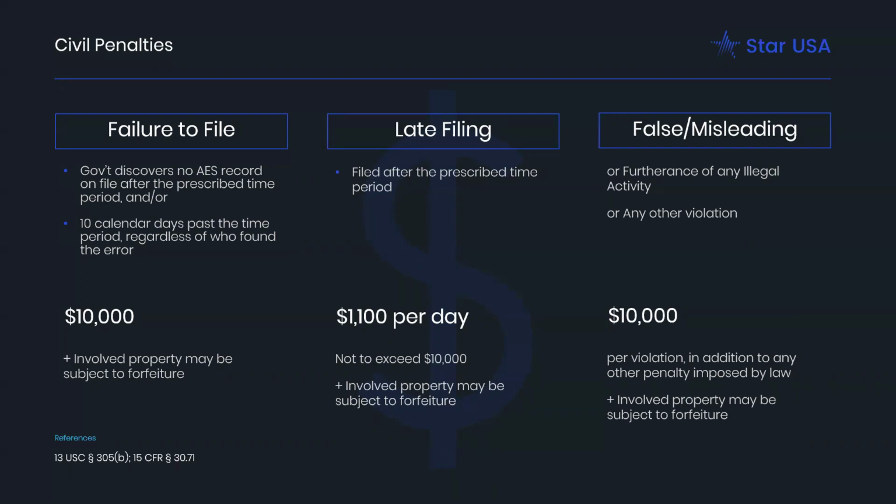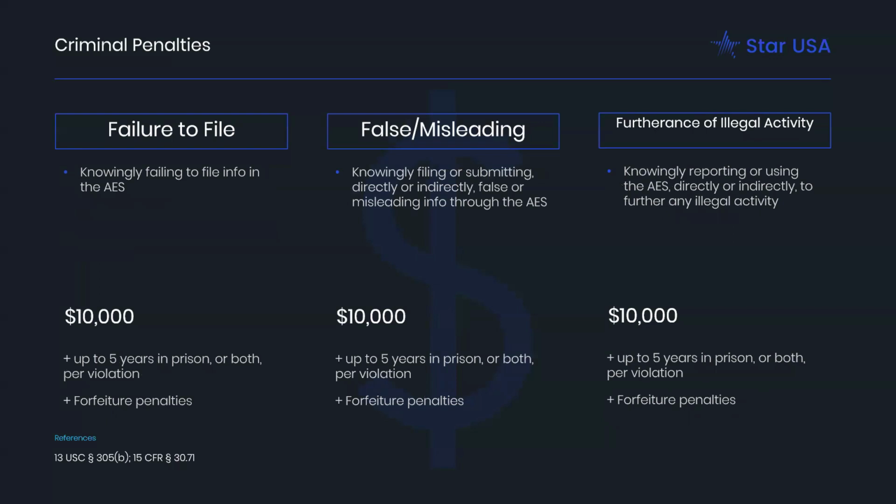And if you file false or misleading information, or for the furtherance of any illegal activity or any other violation, you have $10,000 per violation, in addition to any other penalty imposed by law, plus forfeiture. Criminal penalties, again: failure to file, knowingly failing to file info in the AES, has $10,000 plus up to 5 years in prison, or both, per violation. Knowingly filing or submitting directly or indirectly false or misleading info through the AES, $10,000 plus up to 5 years in prison, or both, per violation.